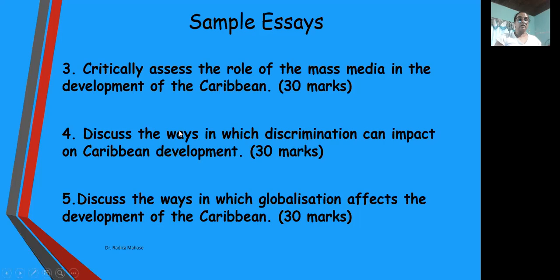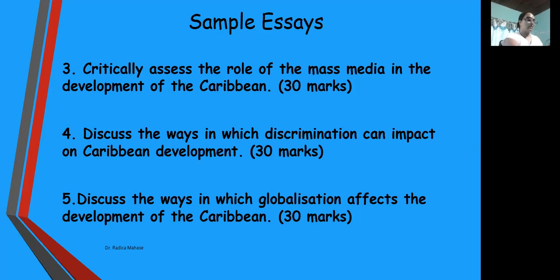So a question on discuss the ways in which discrimination can impact on Caribbean development, look at impact, and then use the different types of discrimination as examples to support the impact that you're talking about.